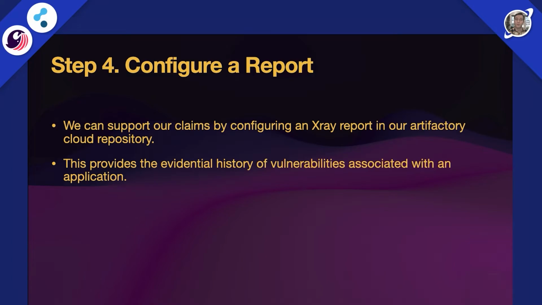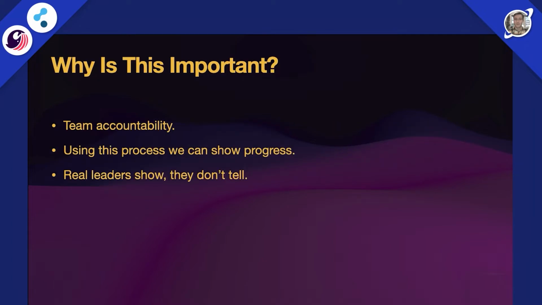Then we want to configure a report. One of the most important aspects of this process is generating a report. The report provides the specific details on the status of the builds that we're analyzing. They provide the specific steps for remedying the vulnerabilities associated with the application so that developers do not have to waste time trying to figure out how to fix vulnerabilities, and management can just look at the report. This provides the perfect situational awareness and context for having a serious conversation about what needs to be done.